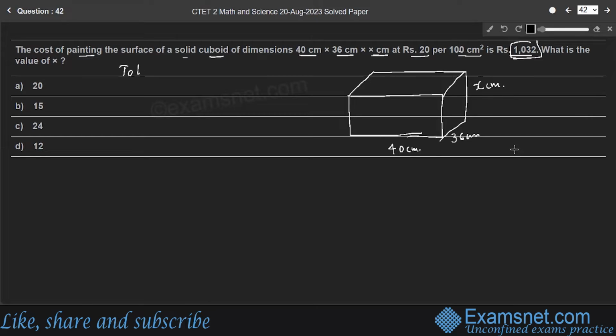So total cost of painting is 1032 rupees, right? And cost per 100 centimeter square is 20 rupees, right? So for example, let us consider a small surface area like this. So area is 100 centimeter square. To paint this, it takes 20 rupees, right? So cost per 100 centimeter square is equal to 20 rupees.